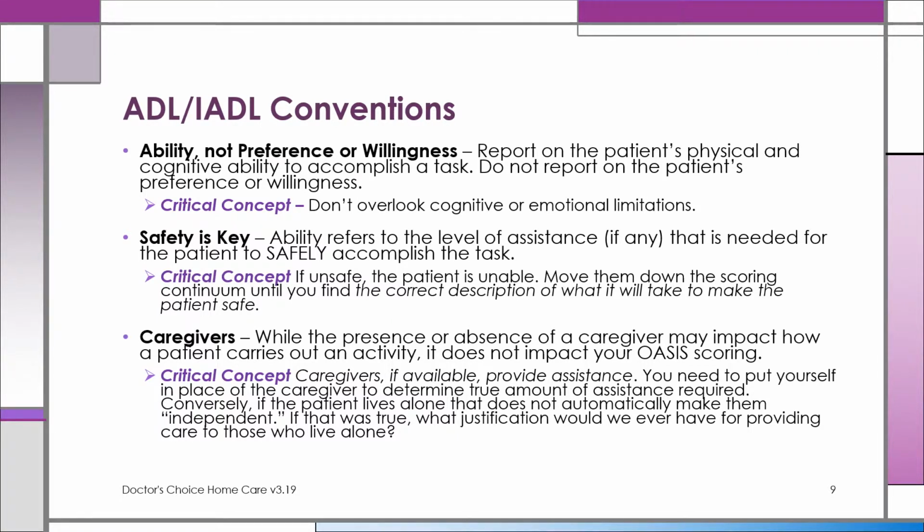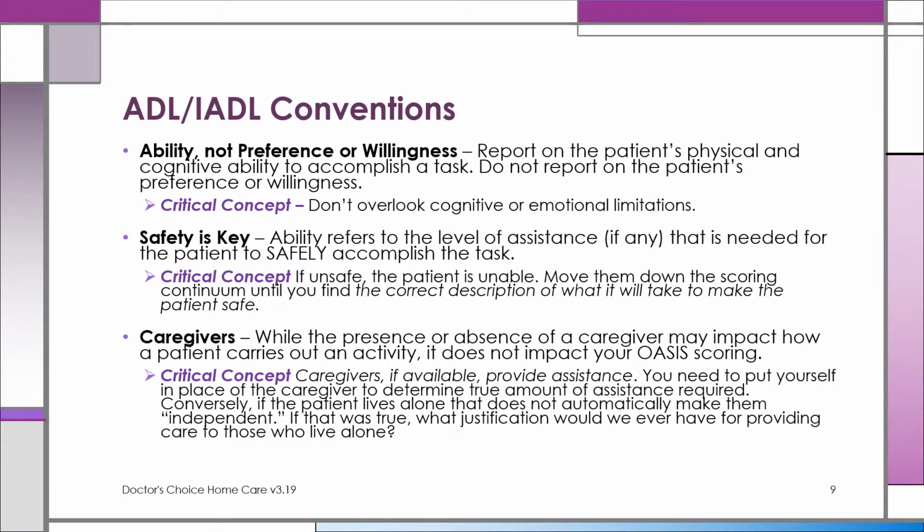So ability refers to the level of assistance, if any is needed at all, to keep them safe. So when you're scoring these 1800 items, it's very important to remember, you're going to pick the answer that would show what would be the safest way for this person to have this performed, not what they're actually doing. So make sure you consider safety when you look at that.